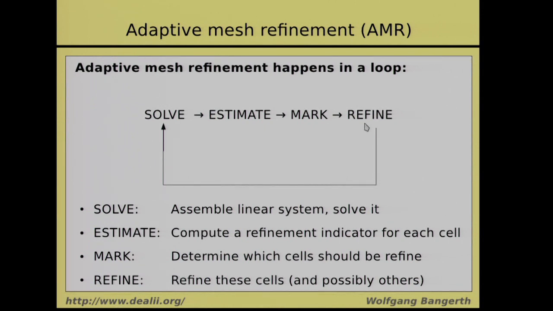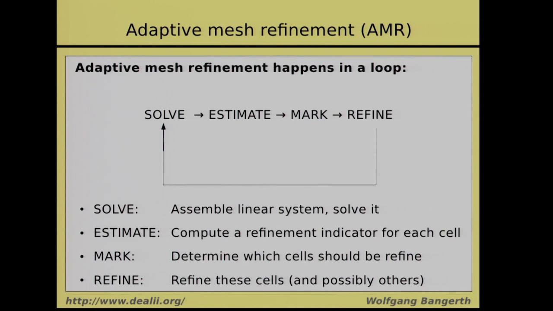And then you actually have to do the refinement, and that involves subdividing each cell into its children and possibly refining some adjacent cells as well. So I showed you, for example, the red-green refinement strategy. So these are the four big parts of this loop, and when you have created a new mesh, you go back to the front and you build your linear system and you solve again there.